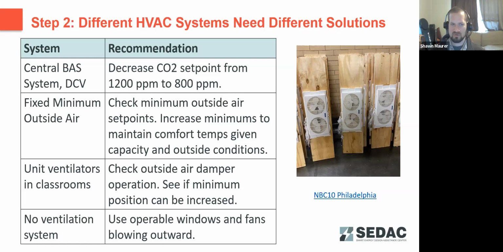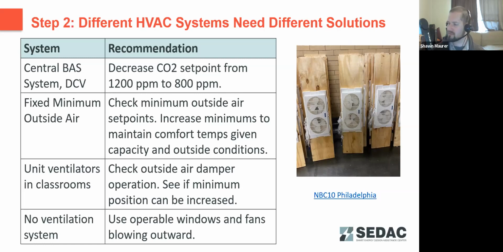If your system's a little more simplistic and you don't have DCV CO2 sensors, you just have a fixed minimum outdoor air setting for your systems, check that set point and increase it slightly. It's a bit of manual control you have to do here. It takes active control from day to day as weather conditions change. The main thing you want to be aware of here is that you don't want to overwhelm your HVAC system with outside air to the point where it cannot maintain comfort in the building.